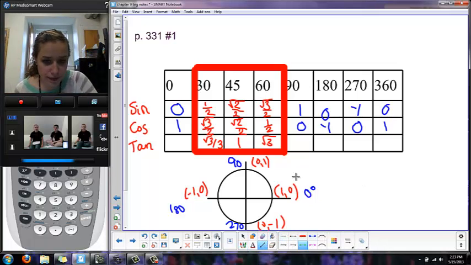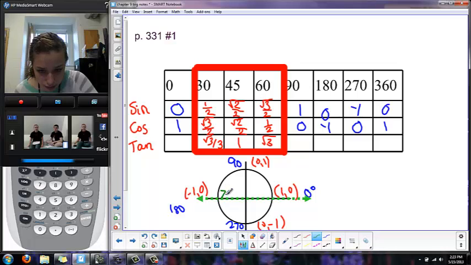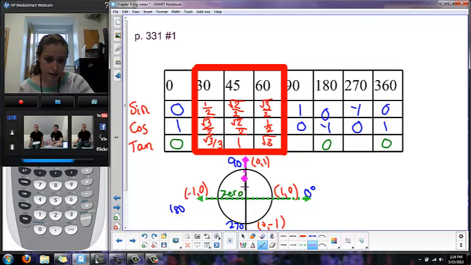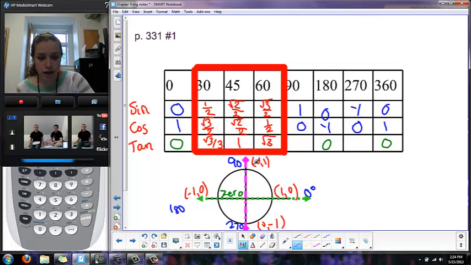For tangent, anything along this line, so 0, 180, and 360, the tangent of anything on that line is the same as the slope of that line. So the slope of this line is 0, and it happens to be that the tangent of 0 is 0, and that the tangent of 180 is 0, and tangent of 360 is 0. Then we switch and we take a look at what's going on this line, and the slope of that line happens to be undefined. So 90 and 270 degrees have an undefined tangent.